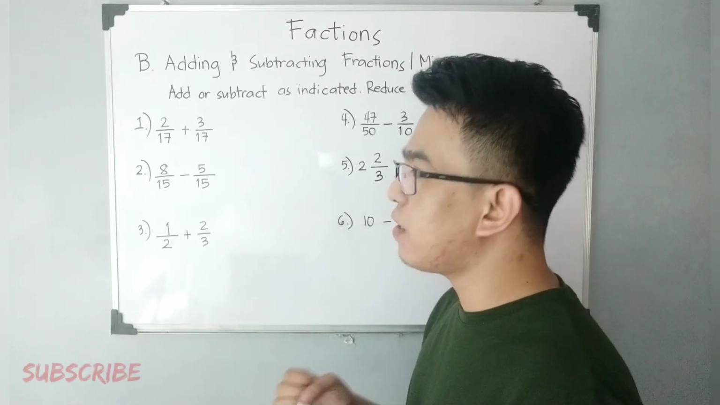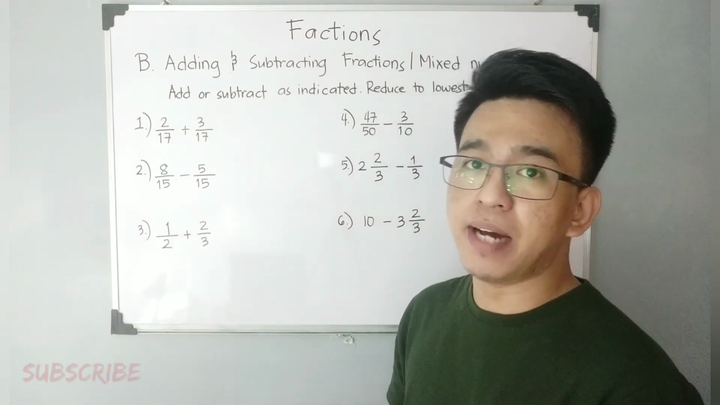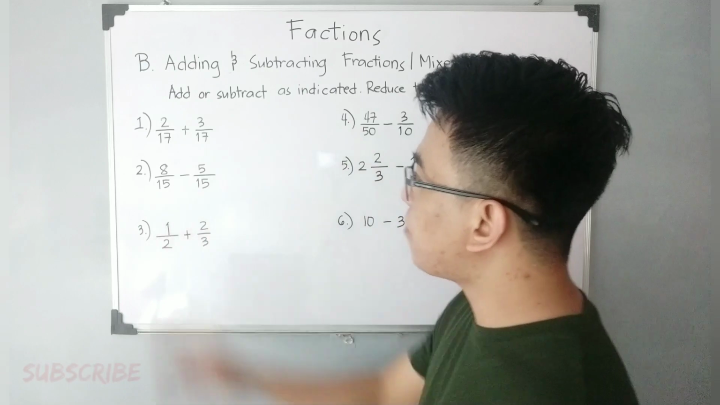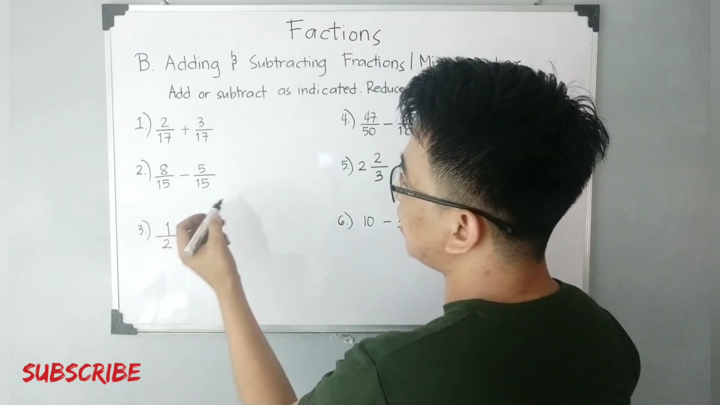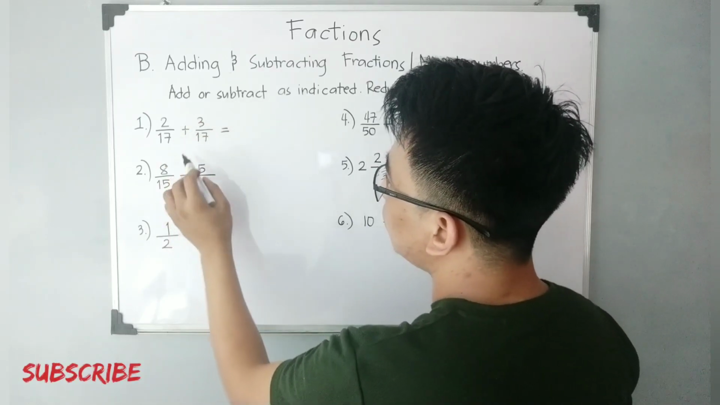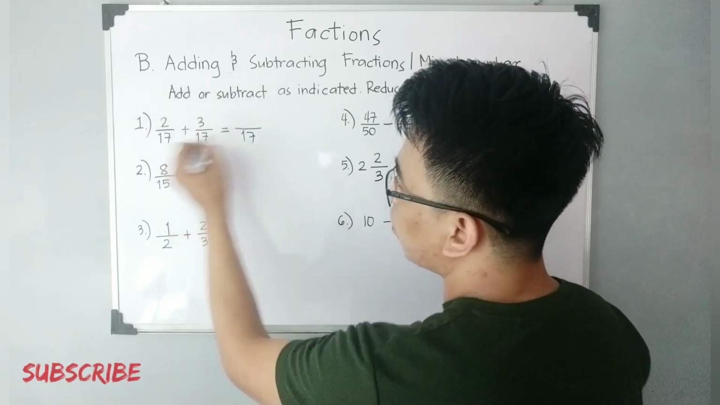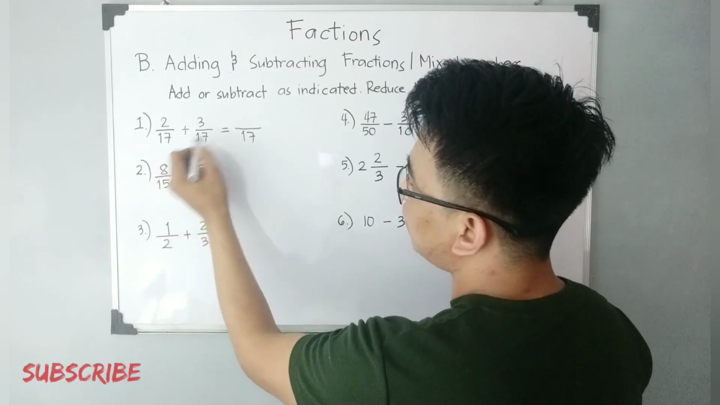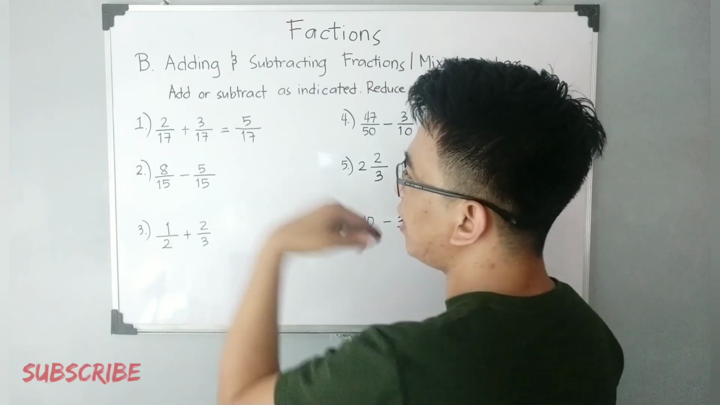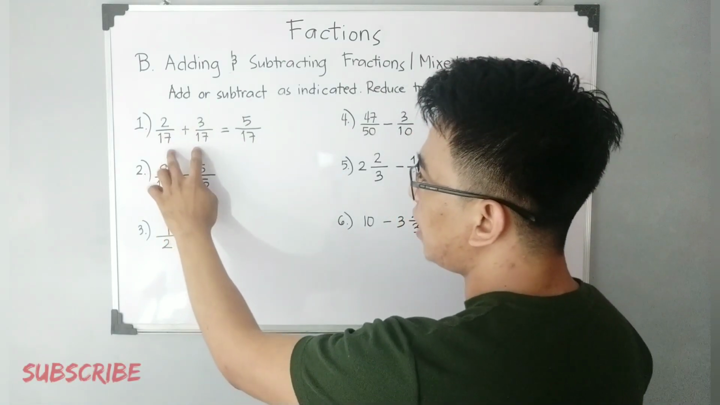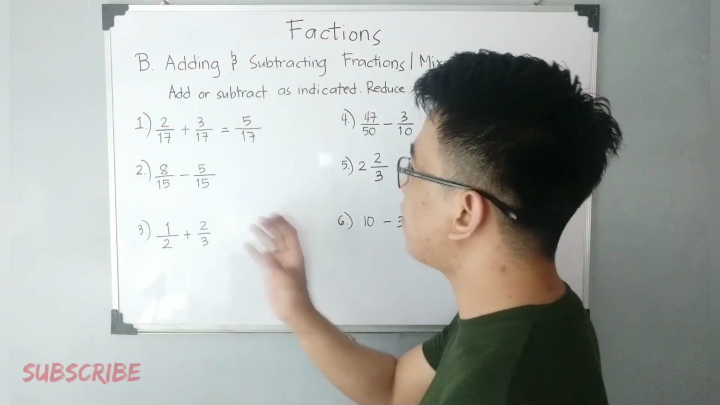Wherein, in adding or subtracting fractions or mixed numbers, kailangan mo i-observe if yung denominators ba ay parehas or hindi. So, in number 1, since yung denominators natin ay parehas, 17 and 17, mas madali itong ganitong klaseng given, fractions. So, all you need to do is to copy your denominator, which is 17, and add your numerators. You have 2 plus 3, that will give you 5 over 17 again. For item number 1, if parehas ang denominator, you need to copy your denominator and simply add your numerators. And that will give you 5 over 17.